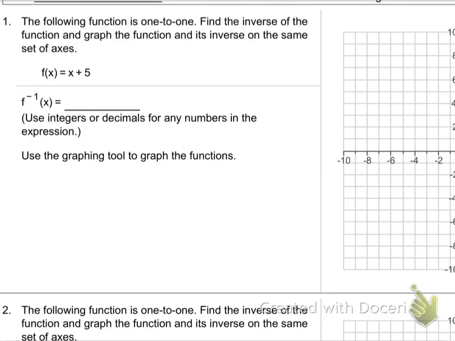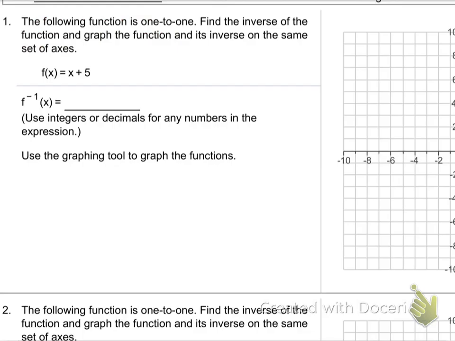Okay, so here we are in this section. We are graphing inverse functions. So first off, how do we find an inverse function? Let me go to a fresh screen here. They're saying f of x is, what is it, x plus 5.